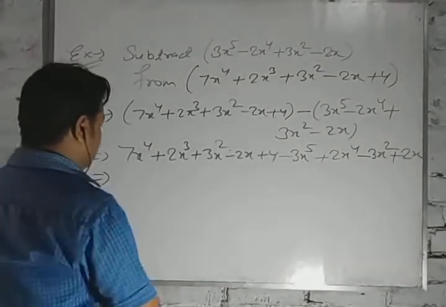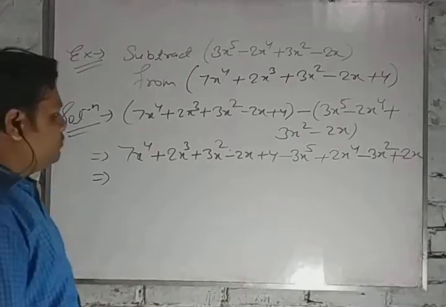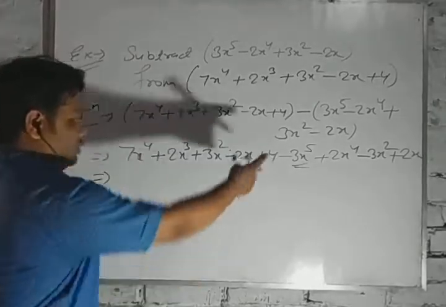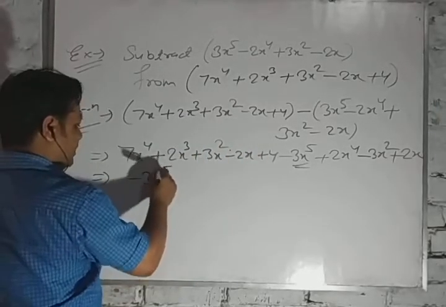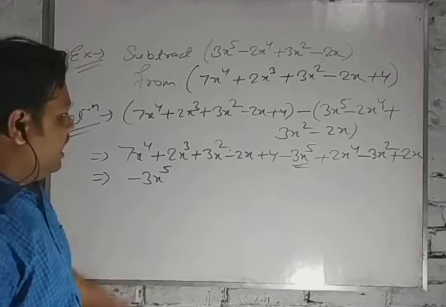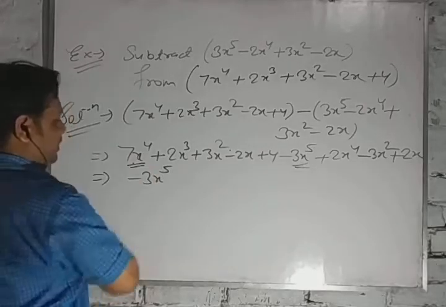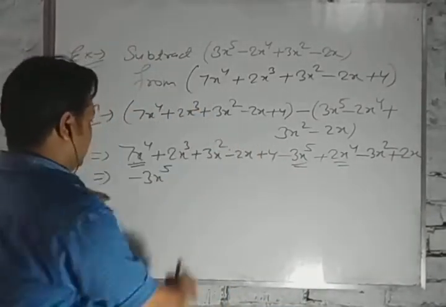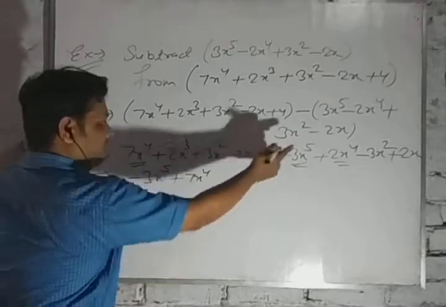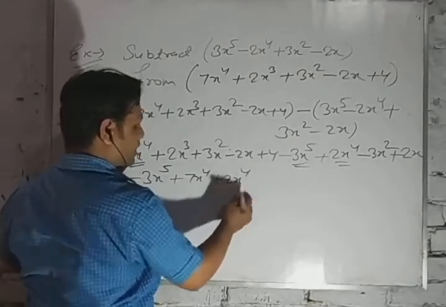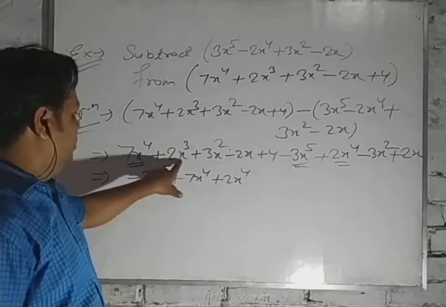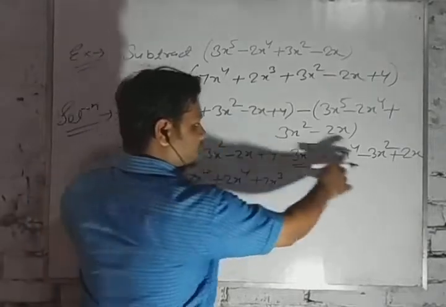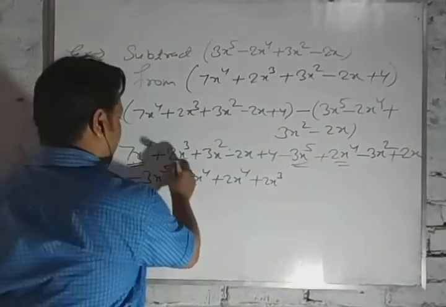So here you can see, the highest exponent is x to the power 5, and this is the only one. So at first we have to write it as the first term, then after x to the power 5 comes x to the power 4. One term is here and one term is here. So we will write this one, 7x to the power 4, then plus 2x to the power 4. After that, x cube: plus 2x cube. So I have written plus 2x cube. After cube, there is no other term.